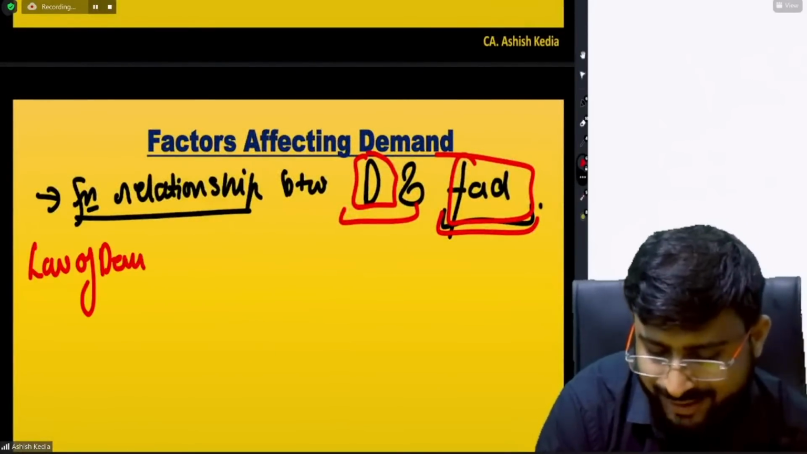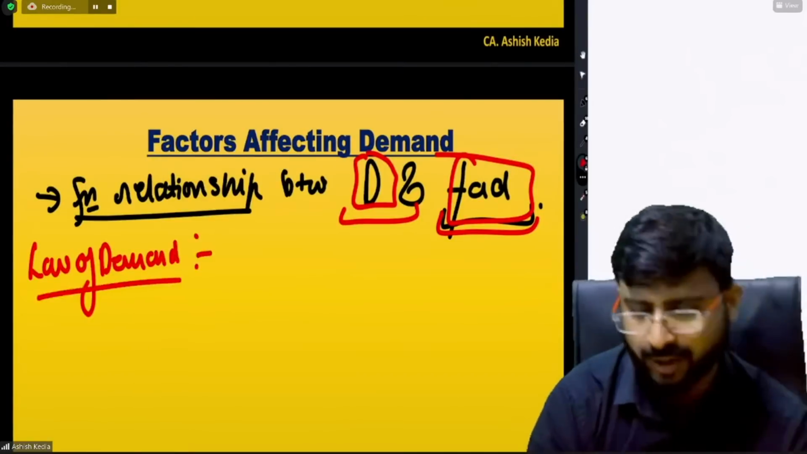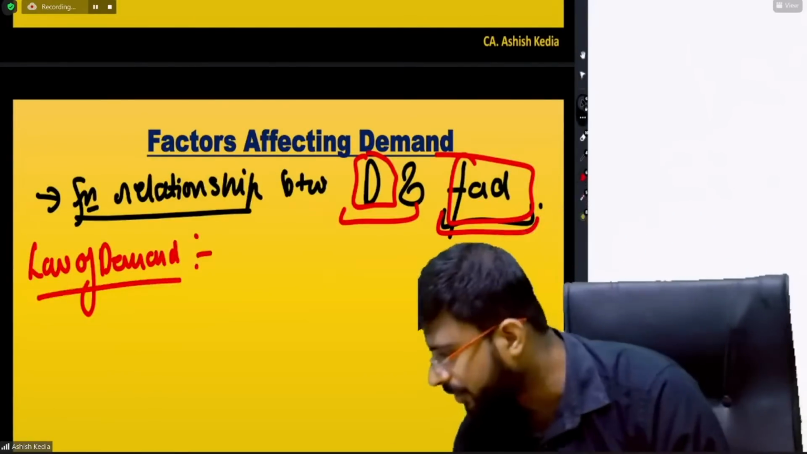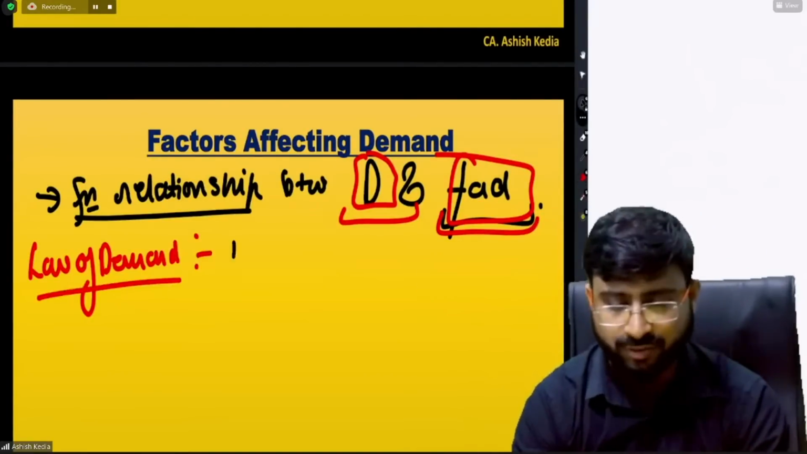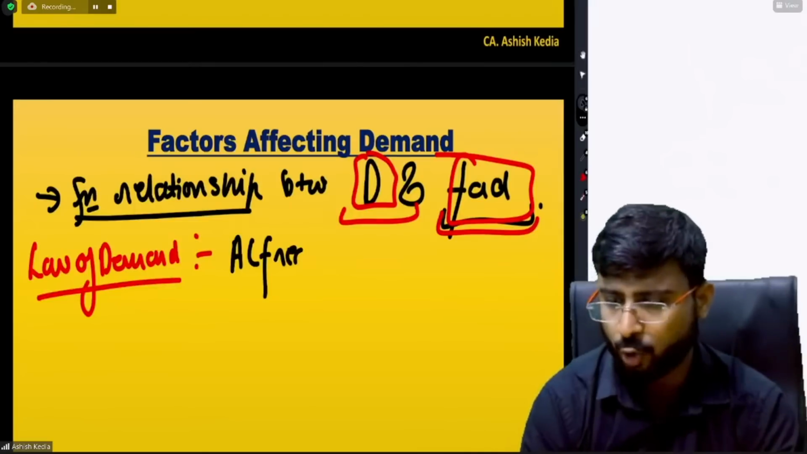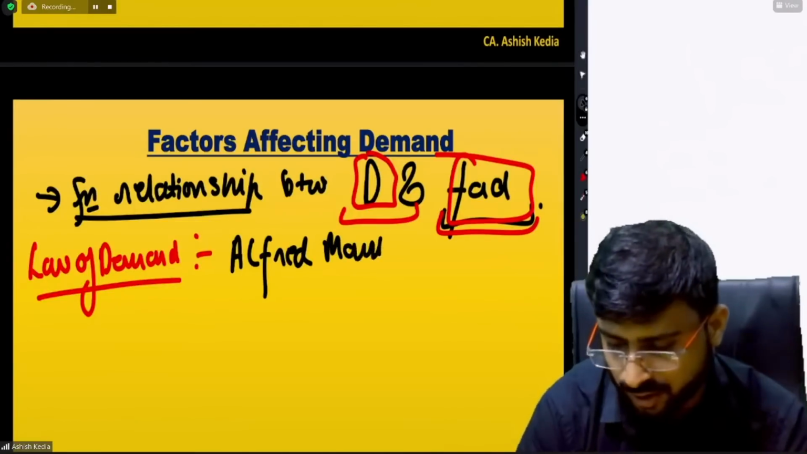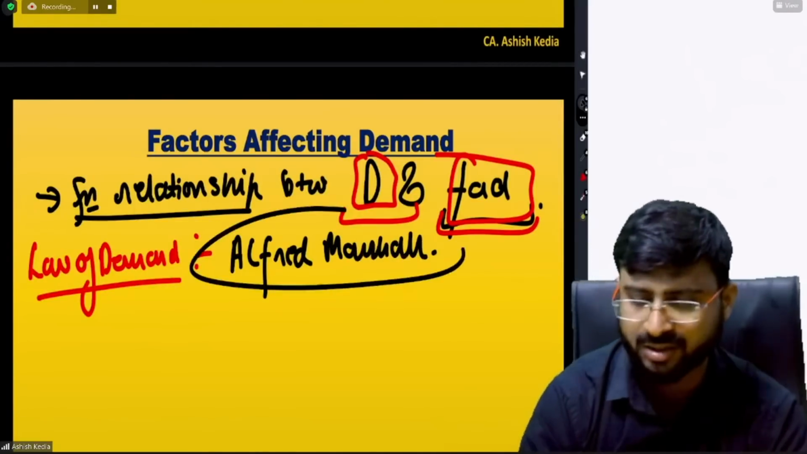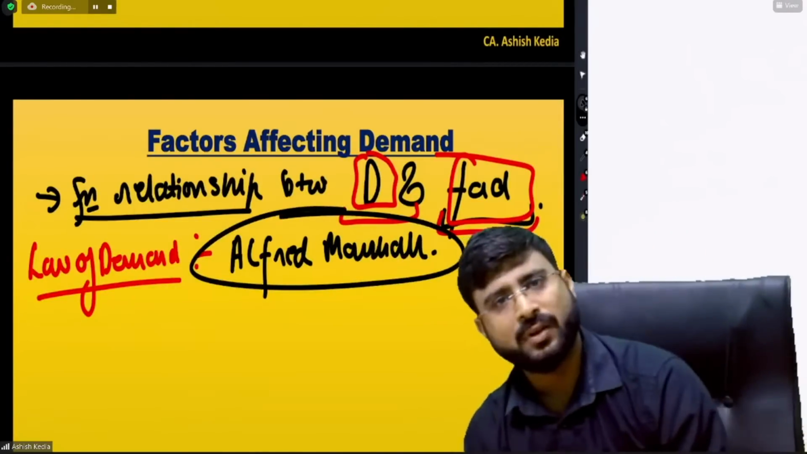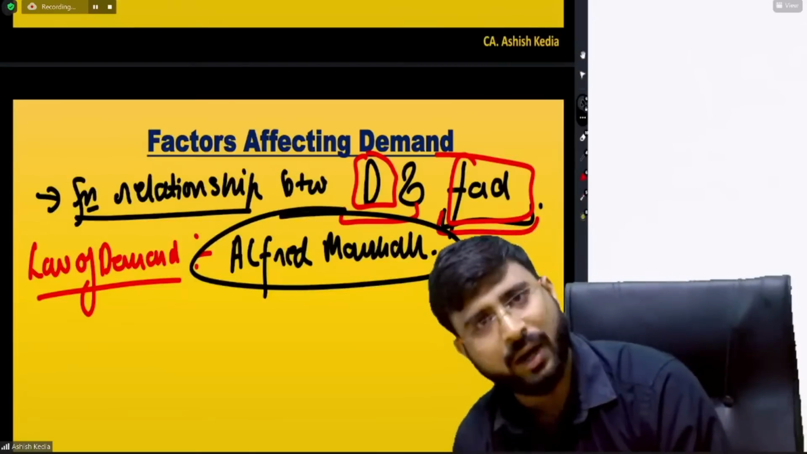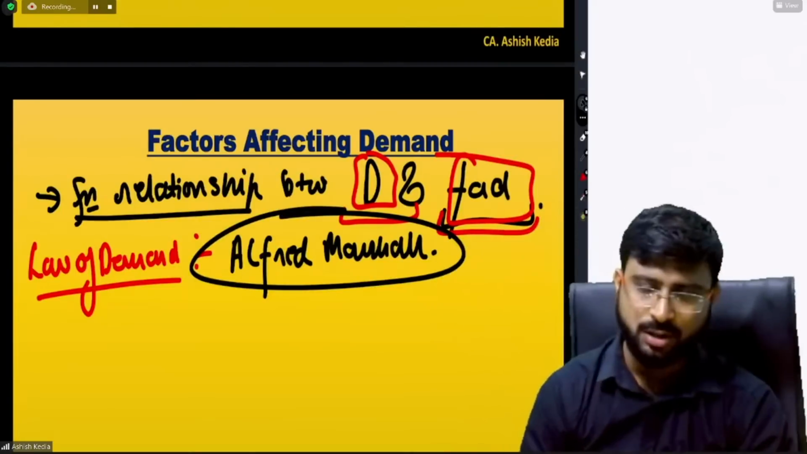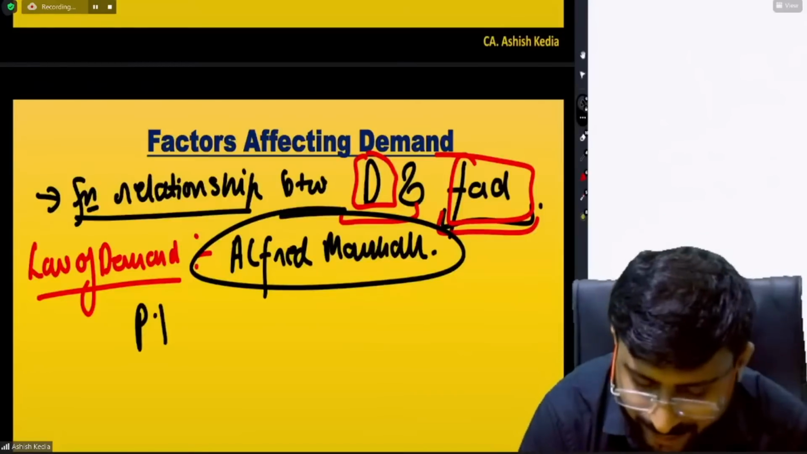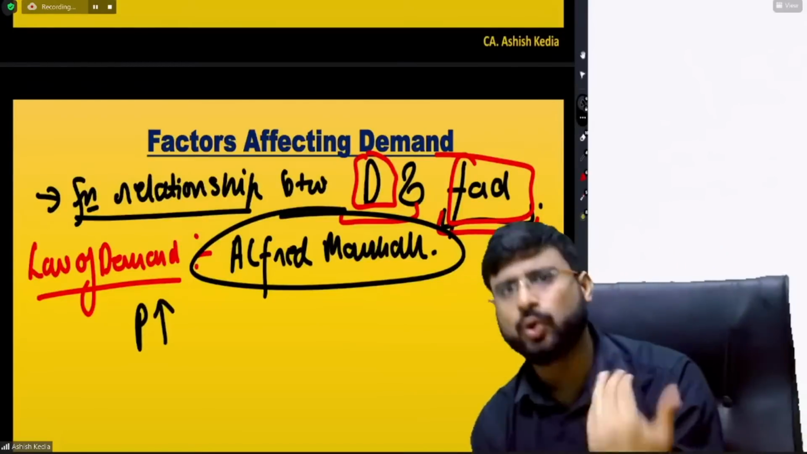What does law of demand state? First of all, everybody, law of demand was given by Alfred Marshall. So what did Mr. Marshall say about the law? As per law of demand stated by Alfred Marshall, when price of a commodity rises, you all already know, we have studied it in own price of the commodity.